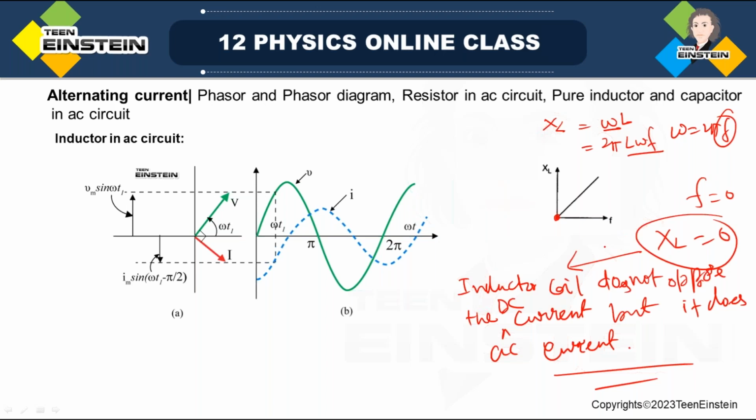So what is the phase angle between them? The phase difference between the current and voltage in an inductor is pi by 2 radian, or 90 degrees. Okay, so I think I'll stop here for today. Next day, just one more concept I'll discuss here.